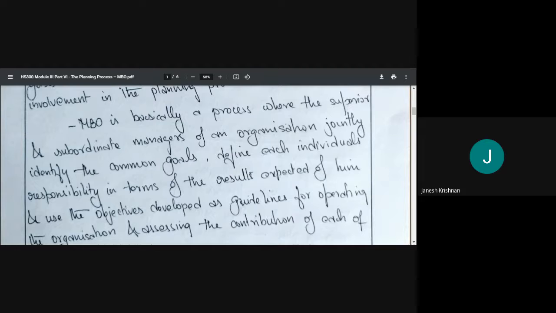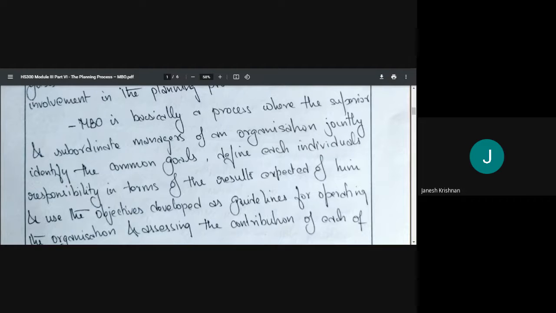Define each individual's responsibility in terms of the result expected from him. So, what is the responsibility? Responsibility is you have to prepare 100 units. Okay, in the company, you need to produce 100 pens. You need to produce 100 pens in a day. That's the result expected from you. You need to produce this much, 100 pens.